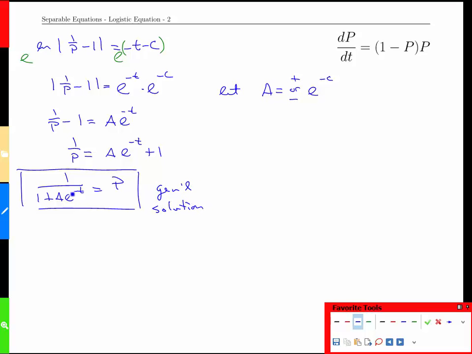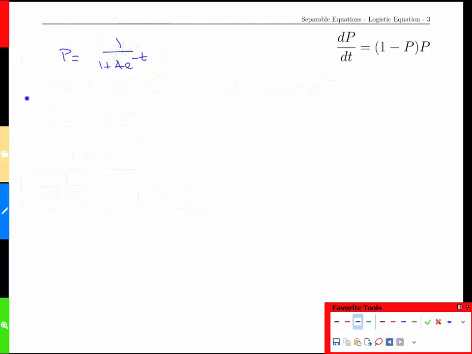Now again, that was a fairly complicated process to get to it. I think it's probably a good cautionary exercise to verify that this solution is correct. Again, it shouldn't be that hard to sub it into the differential equation and verify that we actually do get 1 minus p times p. We'll do that in the next page just to confirm our answer.